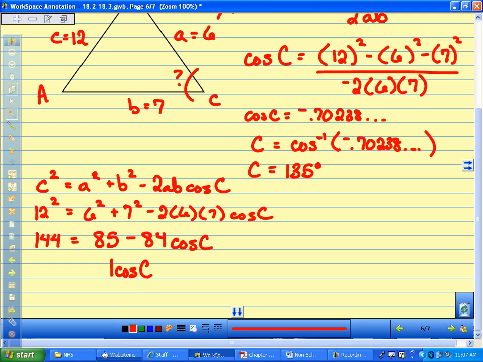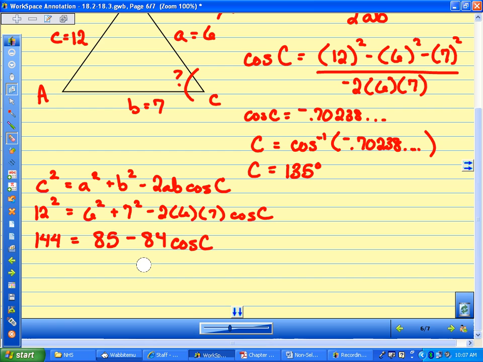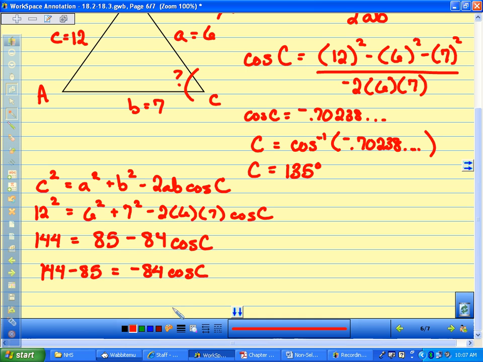Folks, can I do that? Why can I not do that? They are not what? They're not like terms. This cosine C is like having an x. Can I take 84x from 85? No, they're not like terms. I cannot do that, folks. I cannot subtract these because they are not like terms. What do we have to do then to the 85? We've got to subtract it across, so 144 minus 85 is going to be the negative 84 cosine C, and then we divide by what?